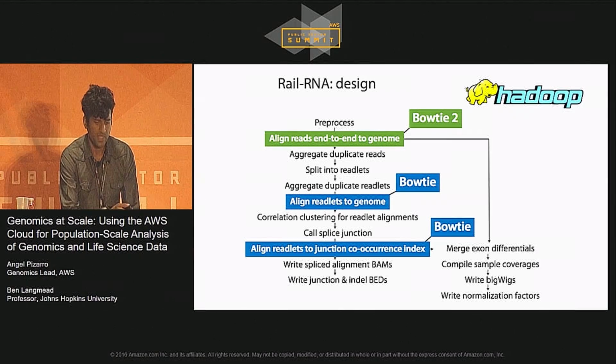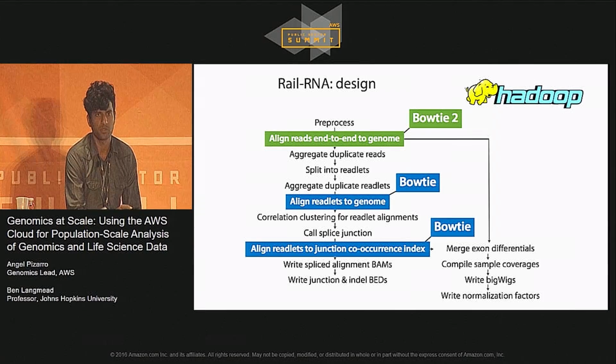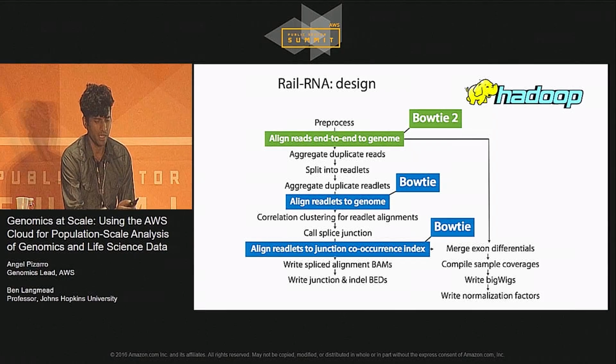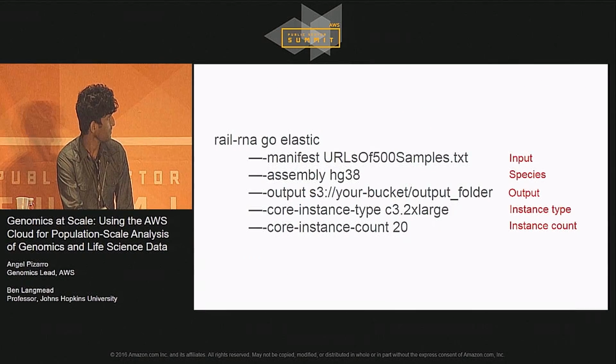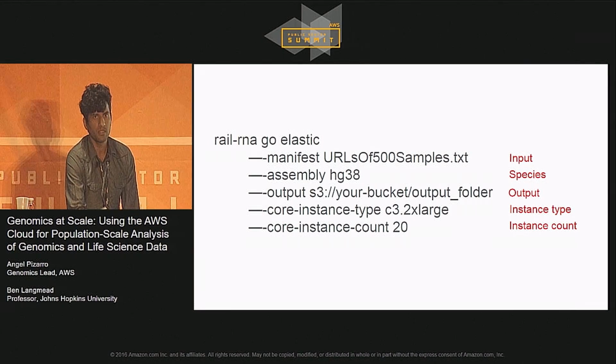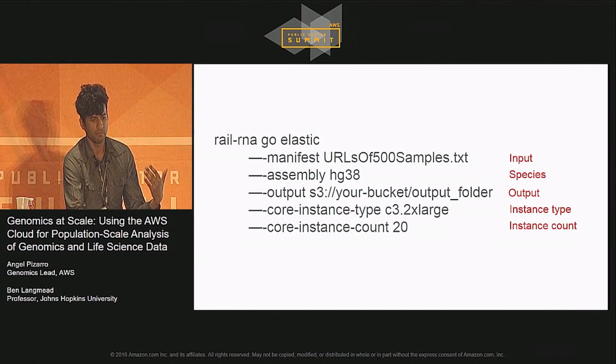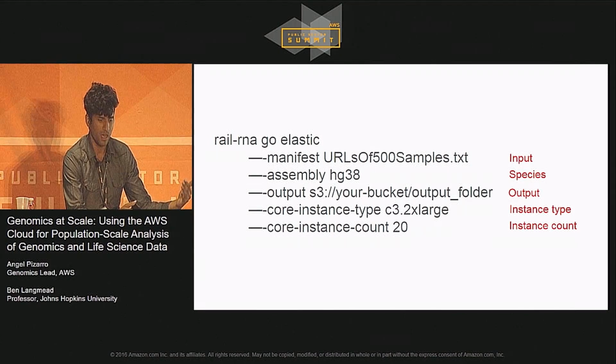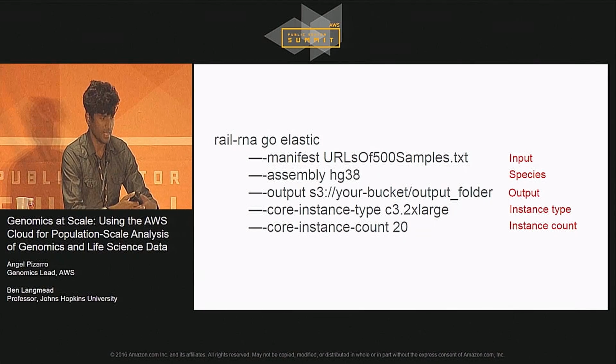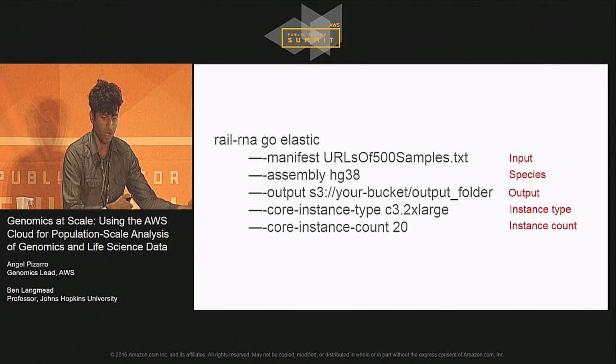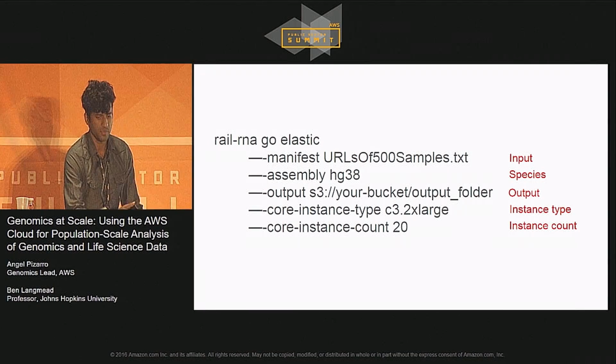So this is just a depiction of several steps of the pipeline. We wrap Bowtie, which is alignment software that was developed by Ben. And we engineered Rail so it's really easy to use, like Ben mentioned. In one to two commands, you go from a list of the URLs that point to the raw data to results. The results will be stored on S3.